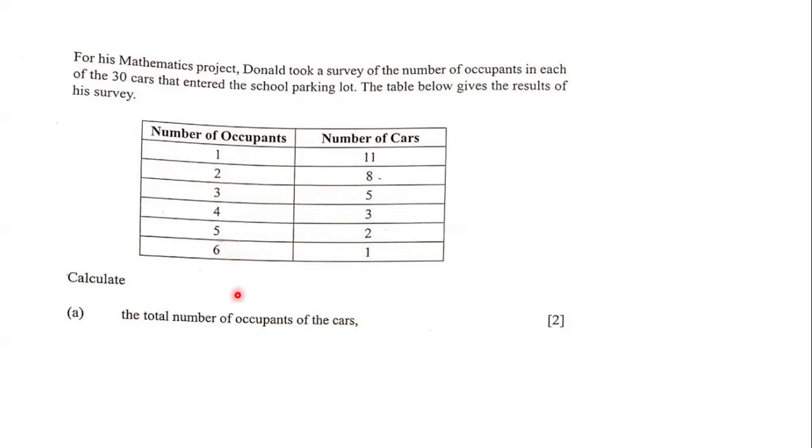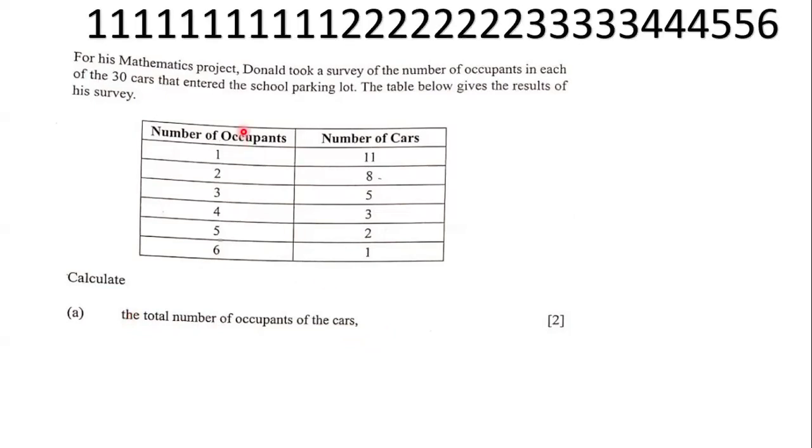Now here they want us to calculate the total number of occupants of the cars. Now we list our data set, and notice that we have 1 11 times. So it's going to be 1, 2, 3, 4, 5, 6, 7, 8, 9, 10, 11.